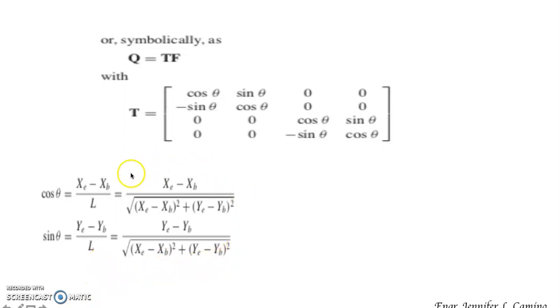So after you have obtained the values for cosine theta and sine theta, you simply have to substitute them into this transformation matrix equation. So what is the value for cosine theta, sine theta? Simply substitute so that you can have the elements for this matrix form.